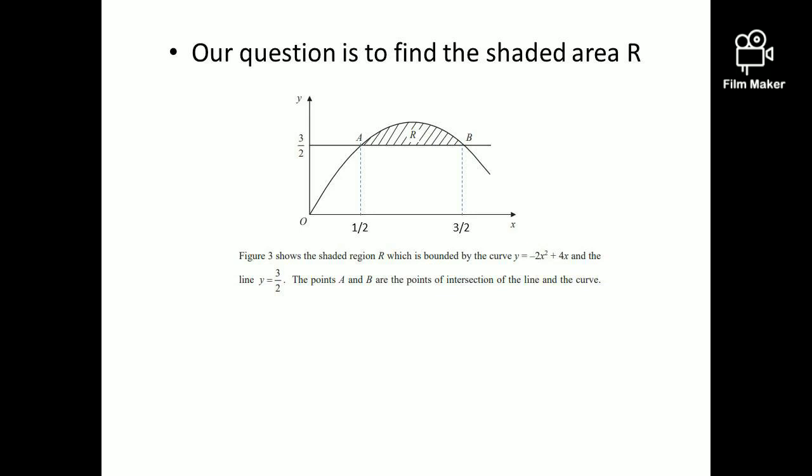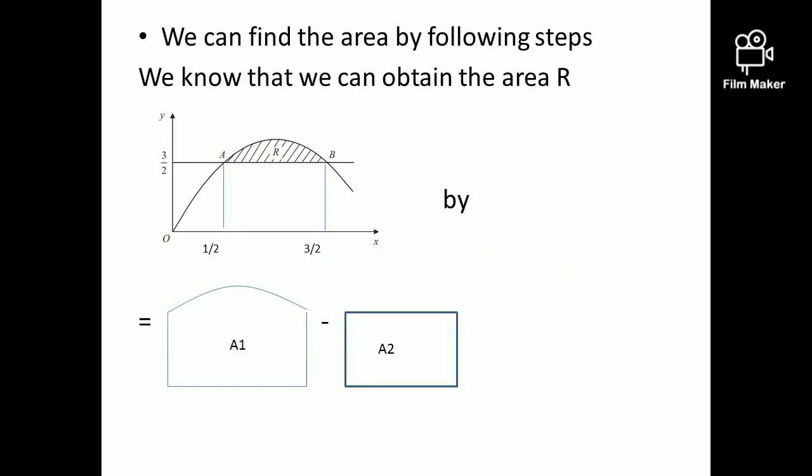From this example, we can understand that the x-coordinates where the two curves meet each other are 1 over 2 or 0.5 and 3 over 2 or 1.5. If you want to obtain the required area R, we can get it by subtracting area 2 out of area 1 as shown in the diagram.